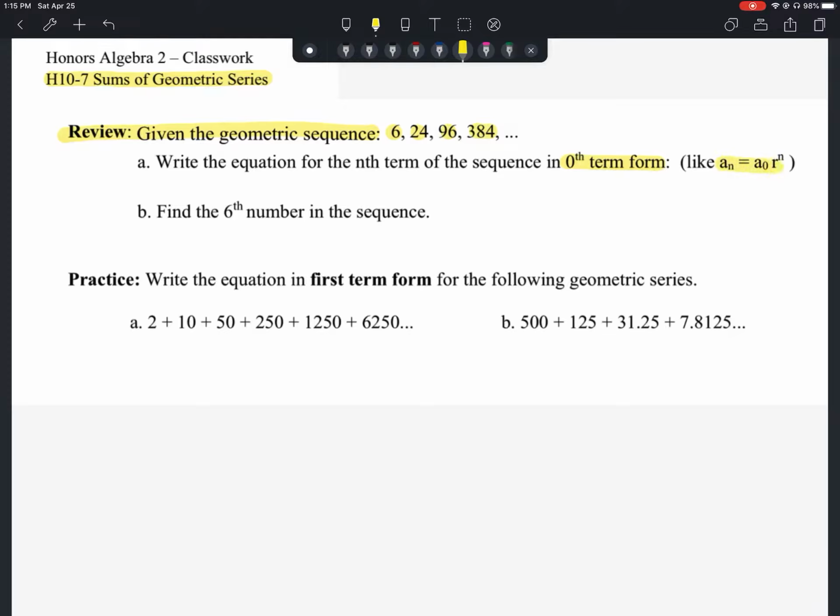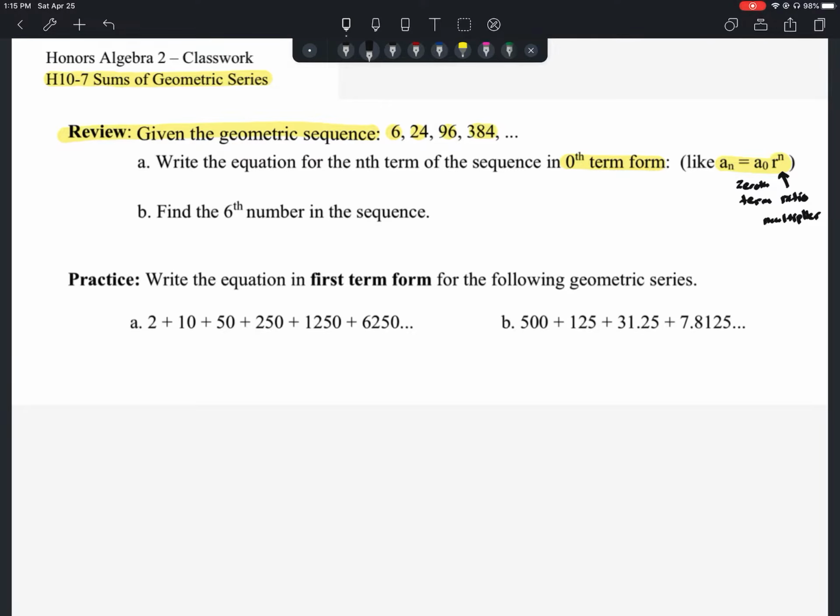A sub n equals a sub 0 times r to the power of n, where remember our a sub 0 is the zeroth term, and r stands for our geometric ratio, which is the same thing as your multiplier. Okay, it's just a different term for it.